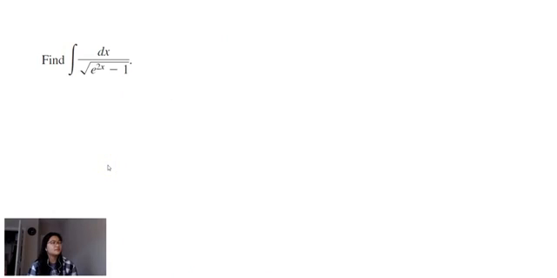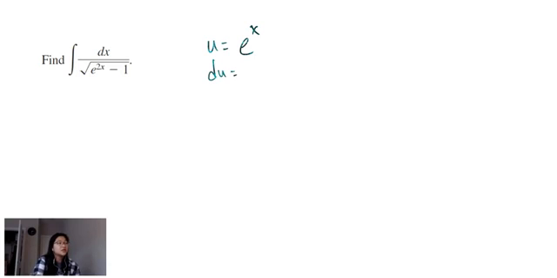That doesn't fit, which is kind of sad, because if u was e to the 2x, then du would be 2e to the 2x. And that gets us pretty much nowhere. So maybe we need to be a little bit more careful about what we're doing. Well, what if u was e to the x?